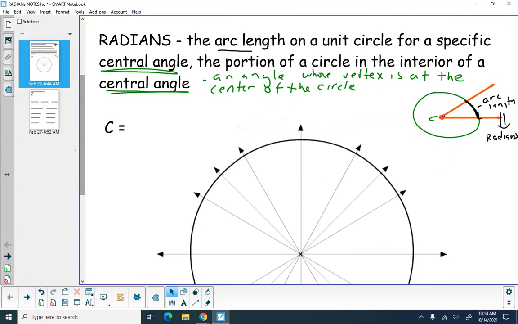How do we calculate the circumference of a circle? Pi r squared. Oh, that's close. That's the area. That's everything in the inside. What's the circumference? What's the distance around? What's the other formula that we had with circles? Oh my, how we forget.